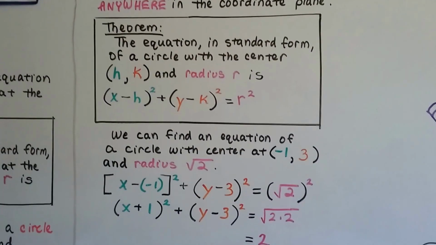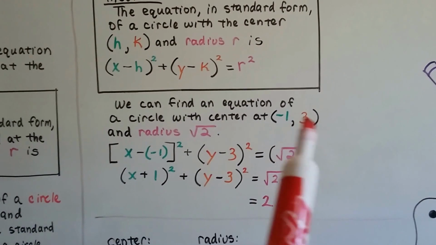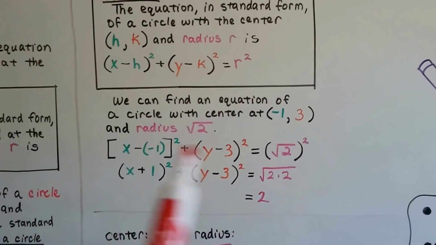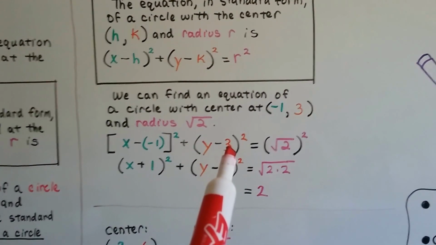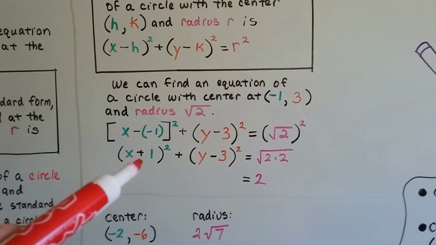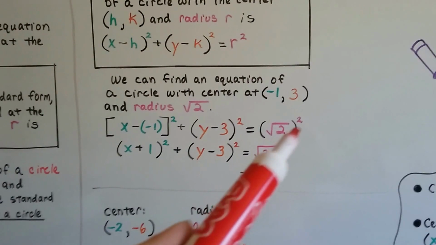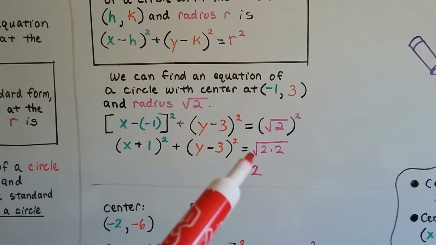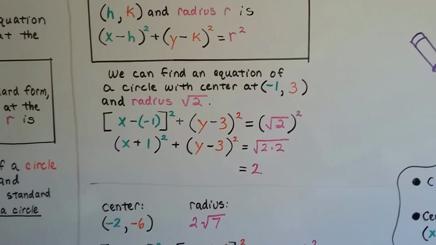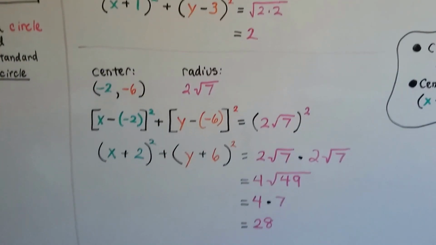So we can find an equation of a circle with its center at -1, 3 for our h and k values, and a radius of square root of 2. We substitute in our h and our k into the equation. We're adding the opposite here, so we get a +1. And the square root of 2 squared is the square root of 2 times 2, which is the square root of 4, which equals 2, right? All right, so now let's try this one.